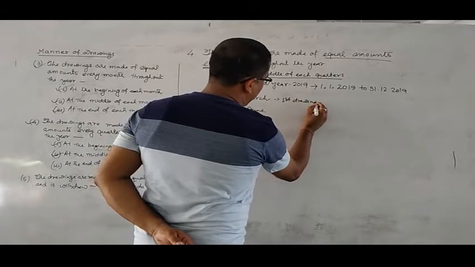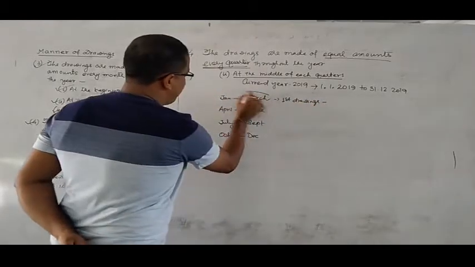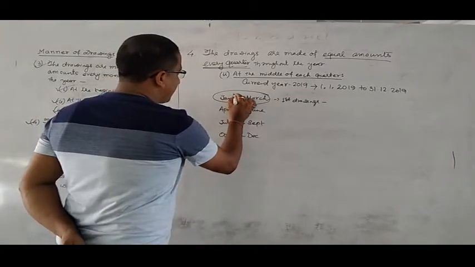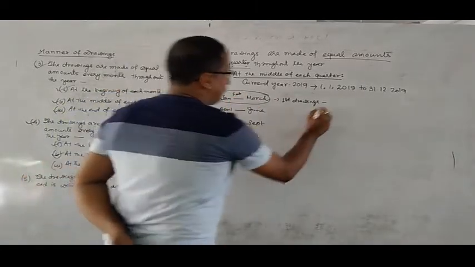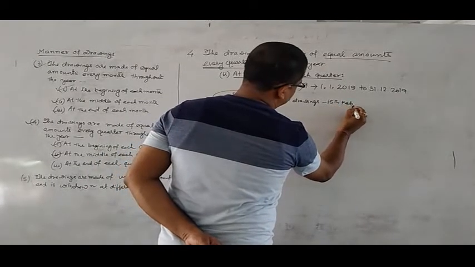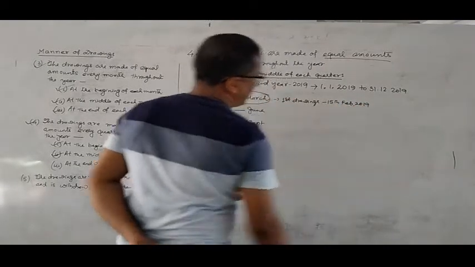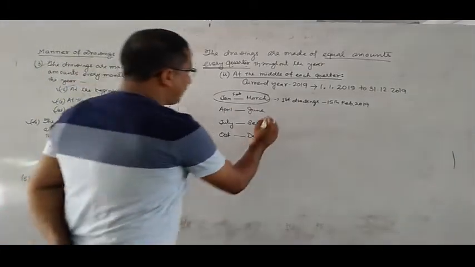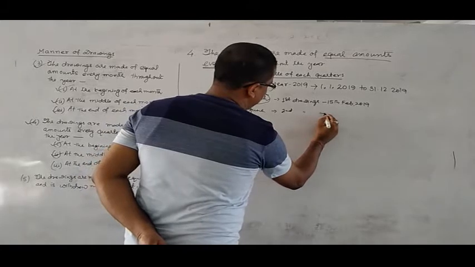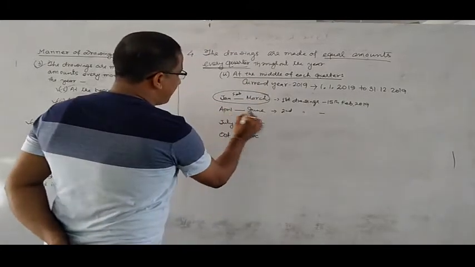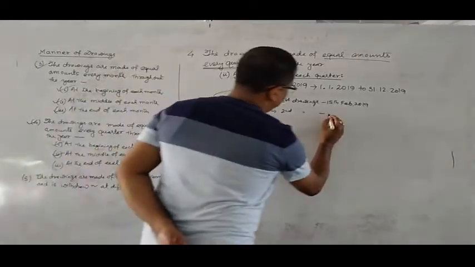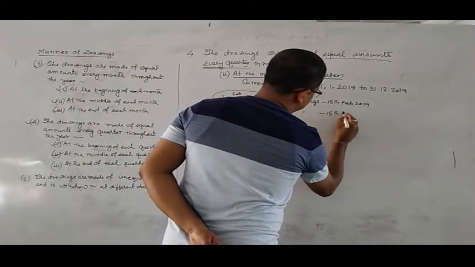The first drawing, at the middle of the quarter January to March. The middle month is February. Therefore, 15 February 2019. Okay. Second drawings, April to June. The middle is May. 15th May.